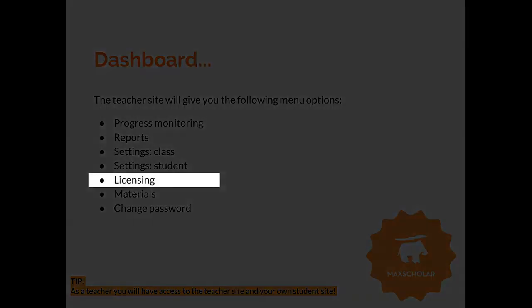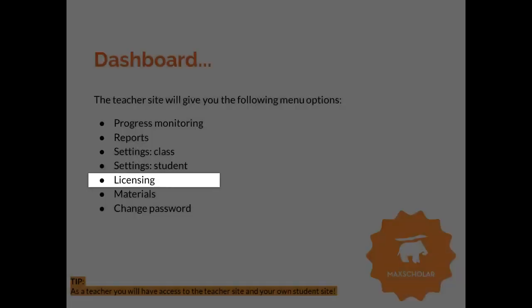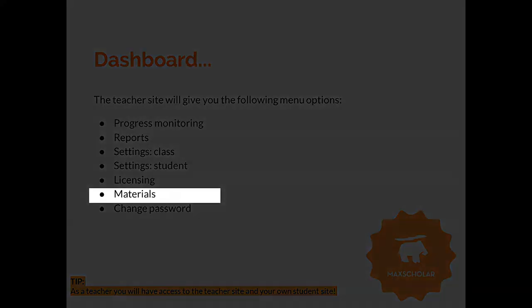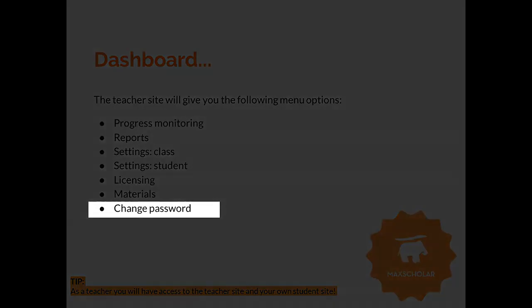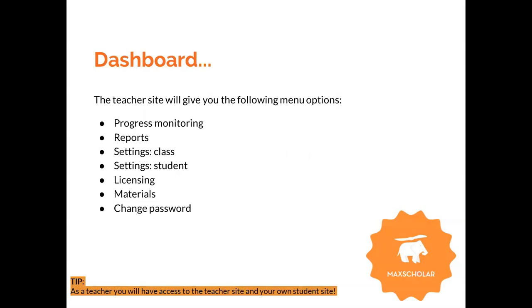Then you have licensing, which will allow you to see how many licenses your school or district still has available. Then there's the materials section, which again offers you resources that you can use to supplement the online instruction that is in the software. And then you'll be able to change your password once you log in.